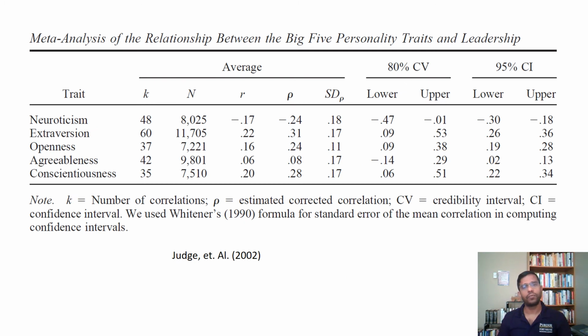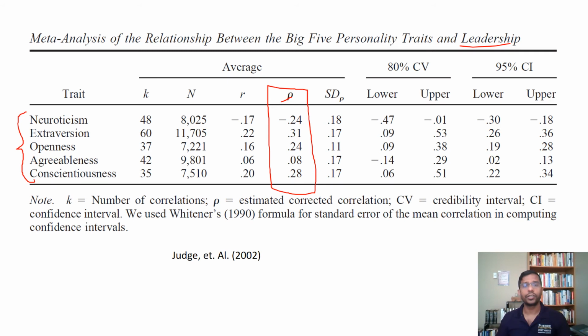Let's take a look at one of the original tables from Judge's paper. Now, if you are not trained in statistics, this table can, of course, be overwhelming. So, to make things simple, I will ask you to focus only on this column, row. The numbers that you see here actually are the correlations between the big five personality traits and leadership. Okay. So, what do we see here?